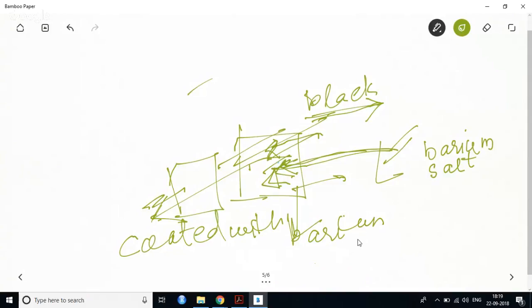Now let me start with the production of X-rays. For the production of X-rays, you don't have to study much. You just open.